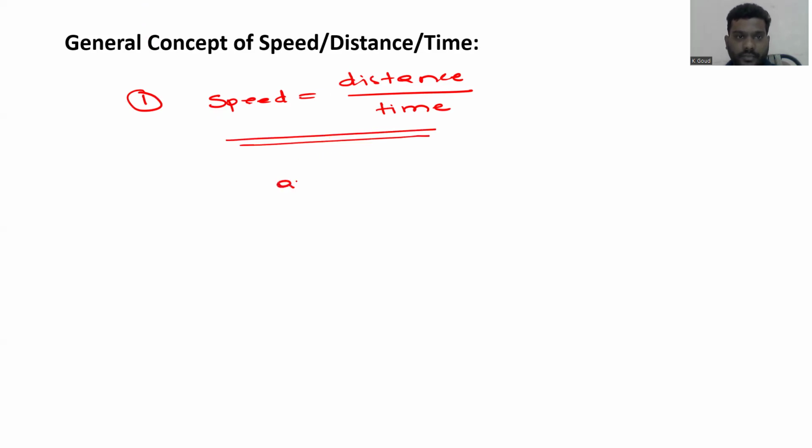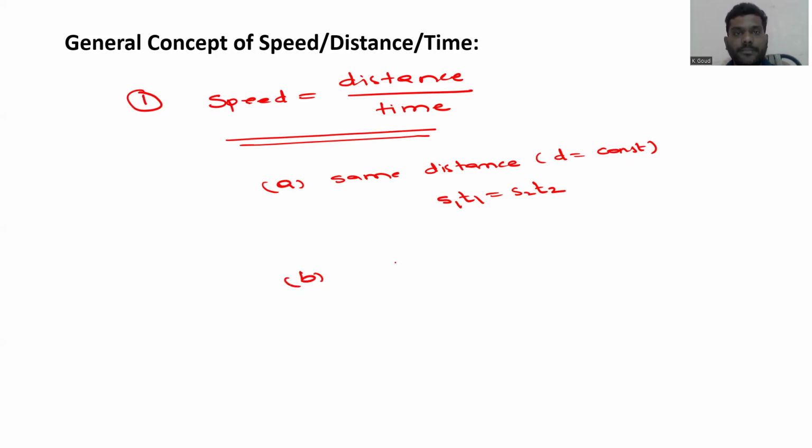Very simple. The first condition is when the same distance is given. Same distance means distance equal to constant. The formula we have to use is S1 T1 equal to S2 T2. Please note these conditions in your notebook and remember them in your mind.